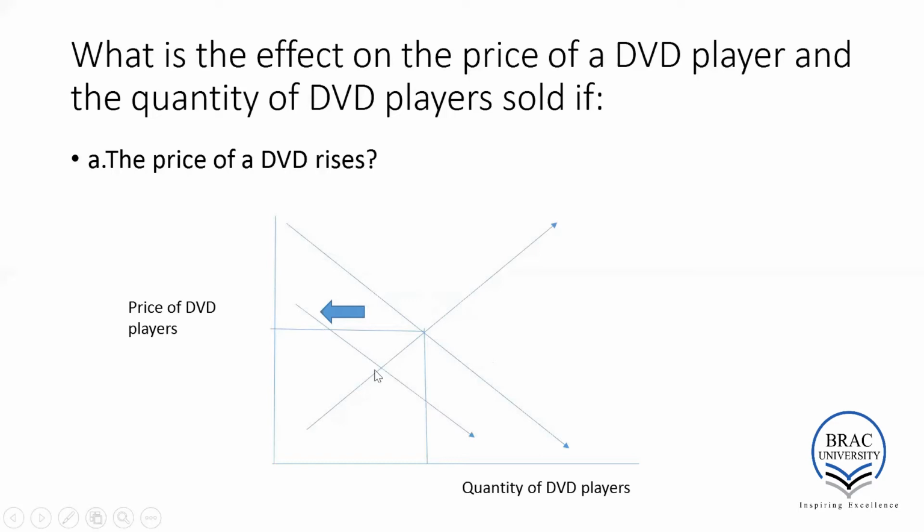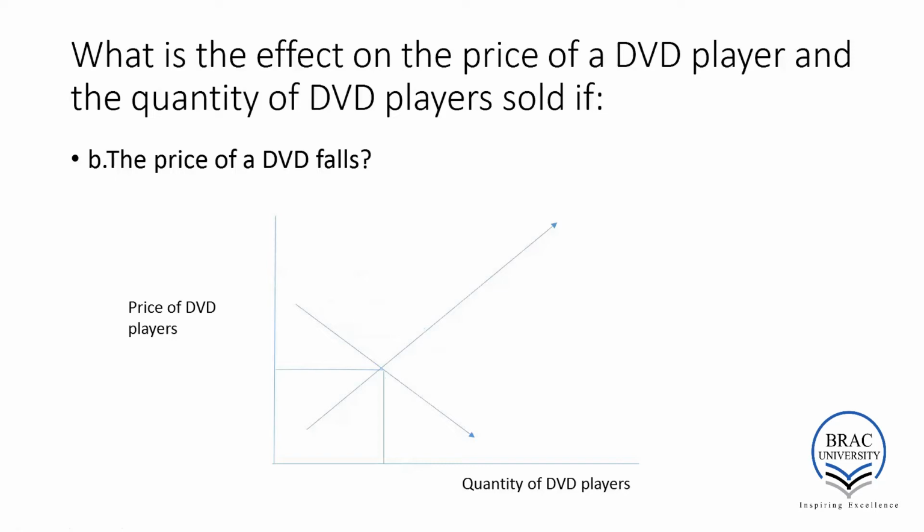This is our new demand curve. So we have our new equilibrium point at the intersection of our new demand curve and our supply curve. So if we draw a line from the equilibrium point to the price axis, we get our new equilibrium price. Here we see that the equilibrium price decreased. And if we draw another line from the equilibrium point to the quantity axis, we get the new equilibrium quantity. So if we compare this new equilibrium quantity with the initial equilibrium quantity, we can see that the equilibrium quantity decreased.